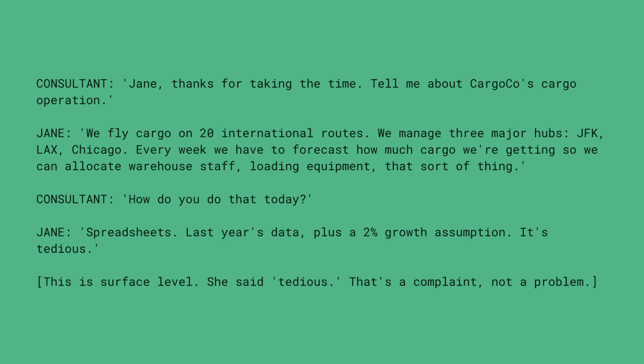Jane, thanks for taking the time. Tell me about CargoCo's cargo operation. Jane says, we fly cargo on 20 international routes. We manage three major hubs: JFK, LAX, and Chicago. Every week, we have to forecast how much cargo we are getting so we can allocate warehouse staff, loading equipment, that sort of thing. How do you do that today?